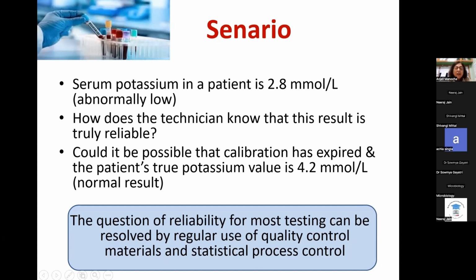Yeah. So we have a scenario which we often face in the lab. While we are trying to release reports, we may come across a report, for example, a serum potassium, which in a patient is 2.8 millimoles per liter. Now, what is the first question that crosses our mind? Is this a correct value or is this not a correct value?